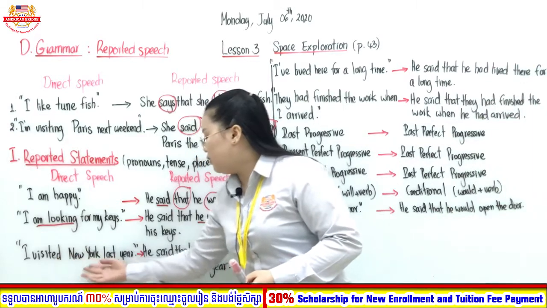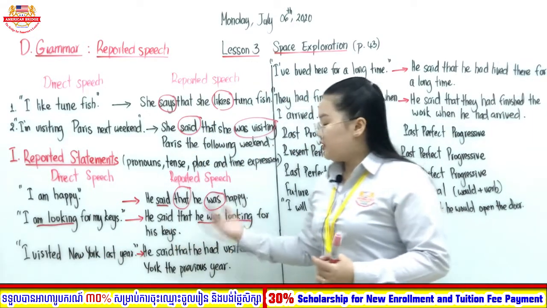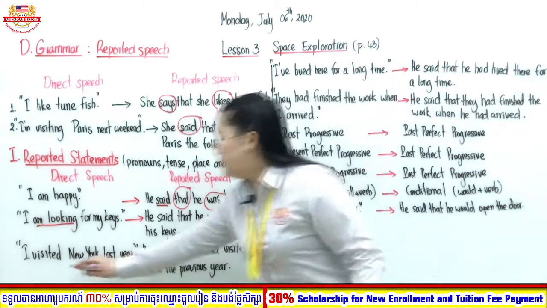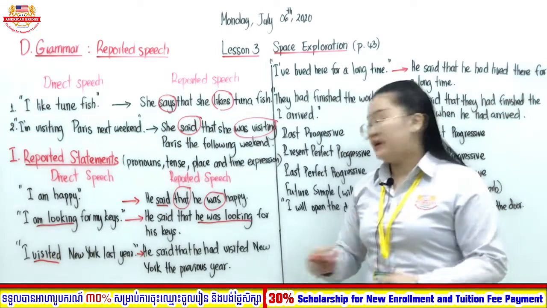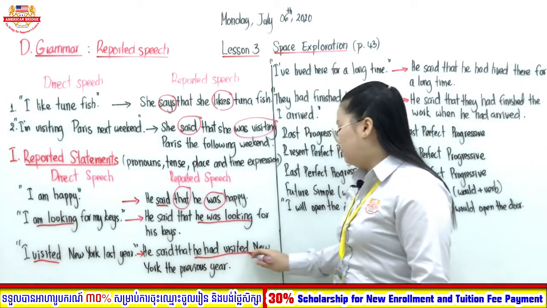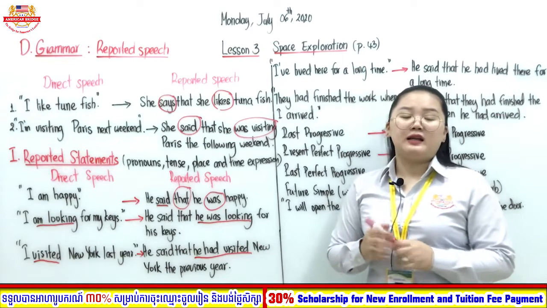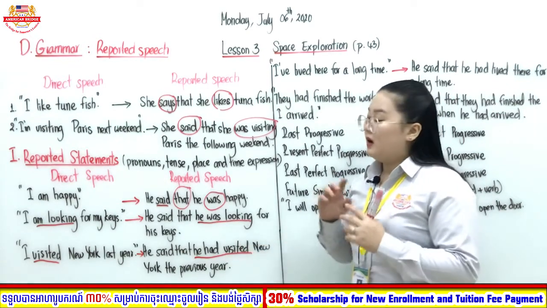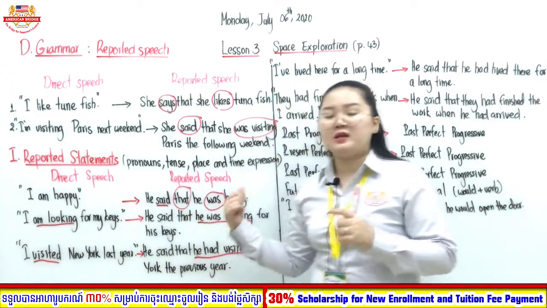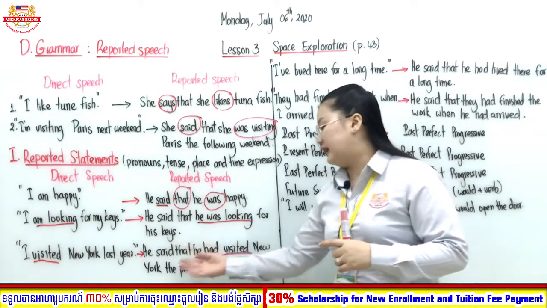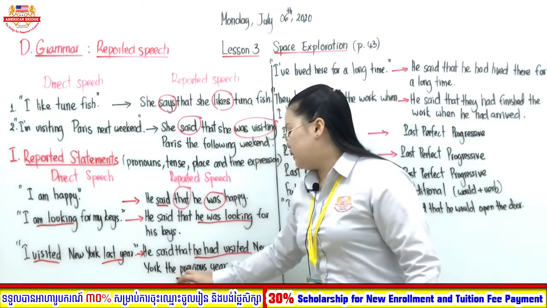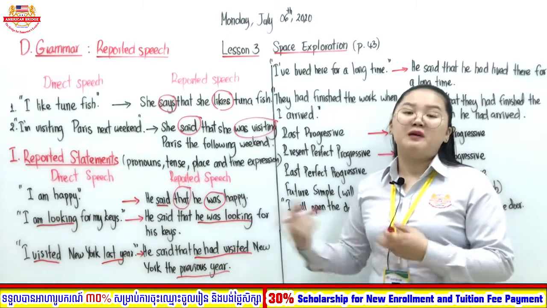Next one: I visited New York last year. When we change it to reported speech: he said that he had visited. Here visited is in the past tense, but when we change it to reported speech, he said that he had visited. Had visited is the past perfect. So when we want to change the past simple to reported speech, it becomes past perfect. He said that he had visited New York the previous year. As you can see here, last year is also changed to the previous year.